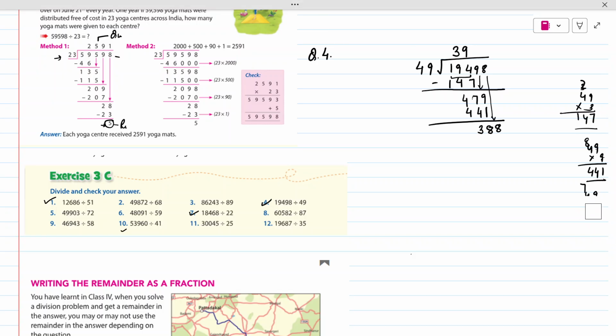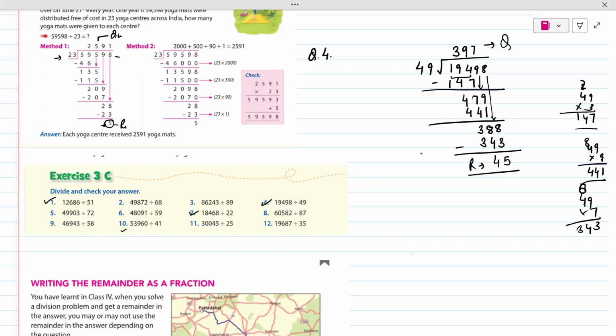So now let's try to multiply this with 7. 49 multiplied by 7: 7 times 9 is 63, and 7 times 4 is 28 plus 6 is 34. So we have 7 here and 343. Minus, 8 minus 3 is 5. 8 minus 4 is 4. So this is the remainder. This is remainder. This is quotient.